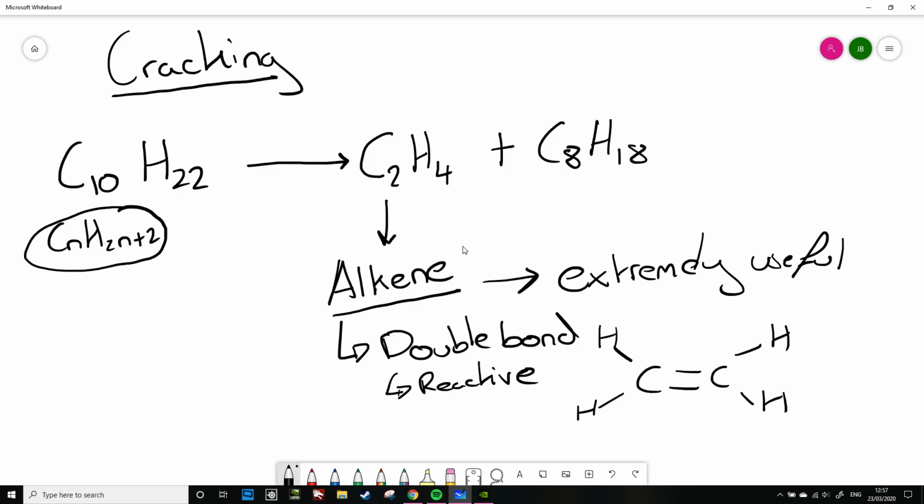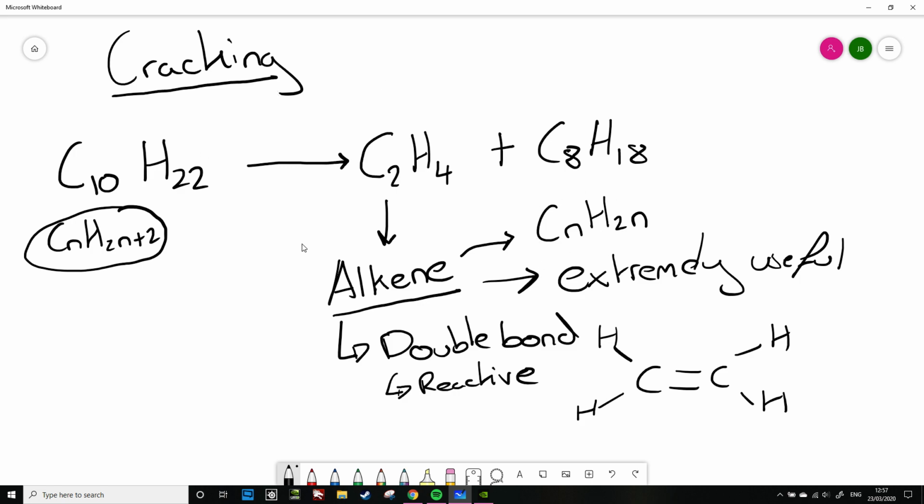So the alkene's general formula is CnH2n. It's just double. We don't plus 2 this time. We just double it, as you can see here. This one we doubled plus 2. This one, as being an alkene, we just doubled. So that is the general formula for an alkene.